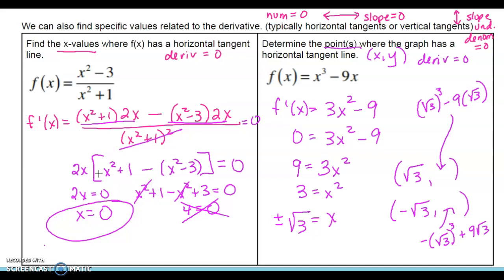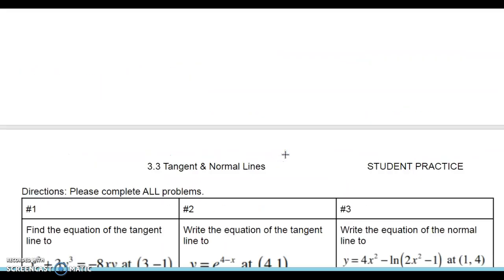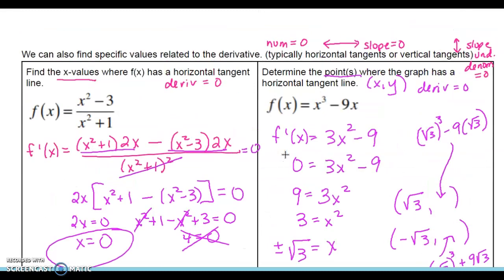Okay, now those typically are not the y values on an AP test or my test, but the idea is the same. Okay, and then you've got your practice. Okay, but that's the idea. Go ahead and give it a try. Let me know if you have any questions on the idea.